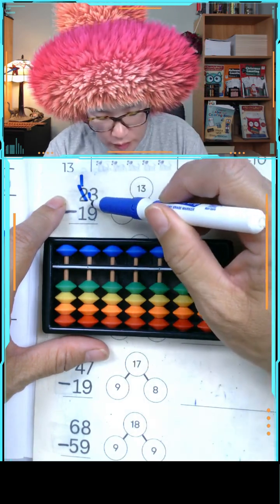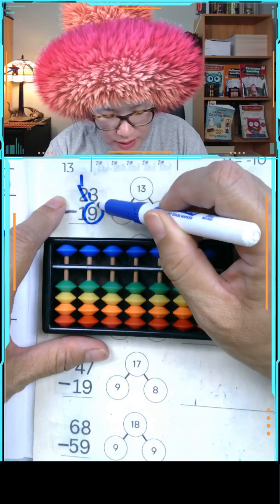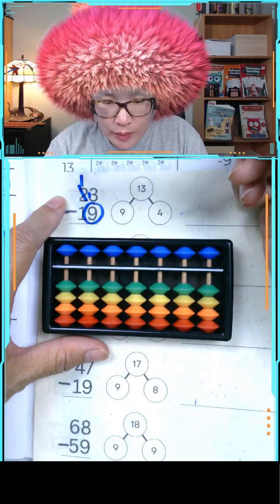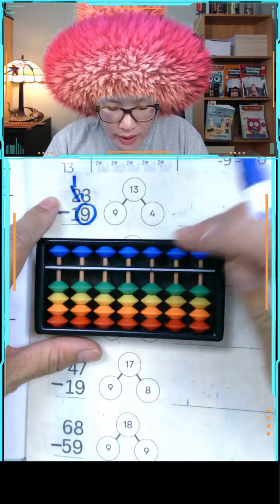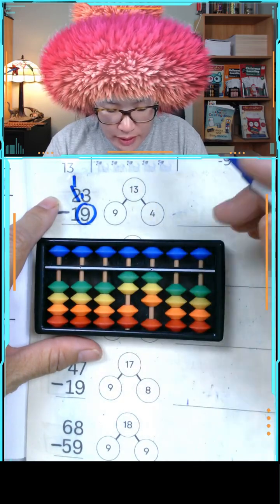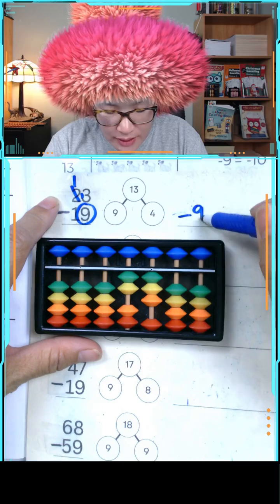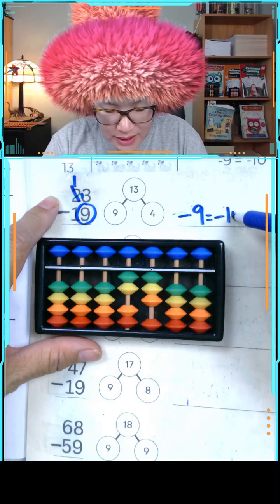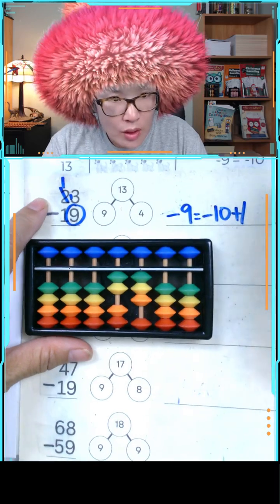But in Abacus World, we don't need to. We have to pay attention to this number. This number is what's going to help us. Why? Because all we got to do is understand that minus the 9 equals minus the 10 plus the 1. That is all that we have to memorize.